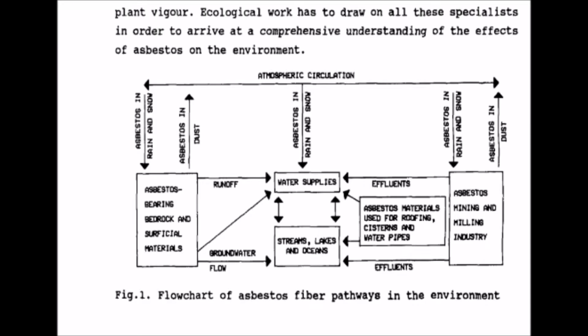This diagram shows the cycle of asbestos in the environment. The sources of asbestos include asbestos-bearing bedrock, materials used for roofing and water pipes, and mining. These can get into the water supplies, streams, lakes, and oceans, and then into the atmosphere, and then they rain down as rain and snow. Asbestos and dust can also affect human health.